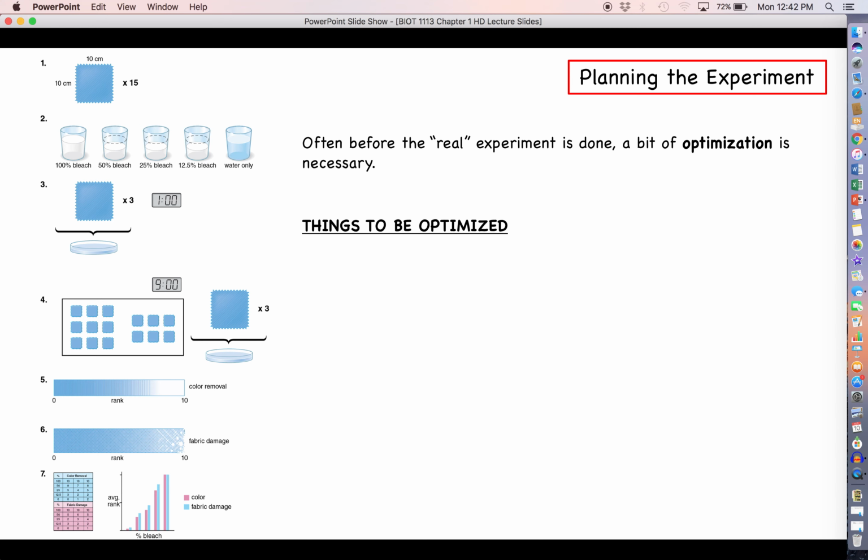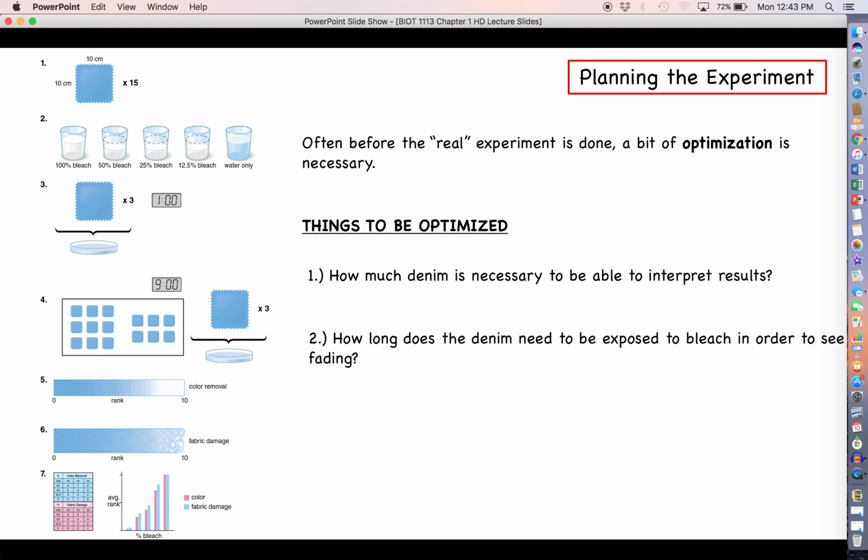So some examples of things that may need to be optimized: how much denim is necessary to be able to interpret the results. You don't necessarily want to just use a whole pair of denim jeans for every one of those concentrations. You would go through a lot of jeans that way. So maybe we could just cut out a little patch of denim, but you would need to determine, okay, how much is too much, how little is too little. The book seems to have decided that a 10 centimeter by 10 centimeter square of denim seems to be perfect. So that's the sort of thing that you might decide on based on some optimization.